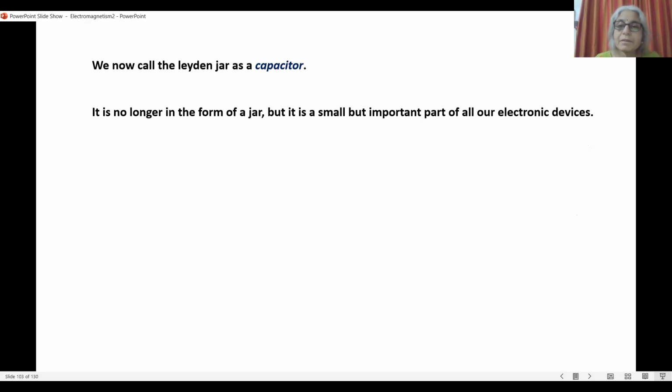Okay, so do we still have Leyden jars around us? Yes, we do have them, and they're very much still in use and very useful. We call them capacitors. These capacitors are very small, and they are part of all our electronics. All electronic devices have capacitors. Capacitors are nothing but tiny Leyden jars, and their purpose is the same. They store electric charge. Okay, we stop here.